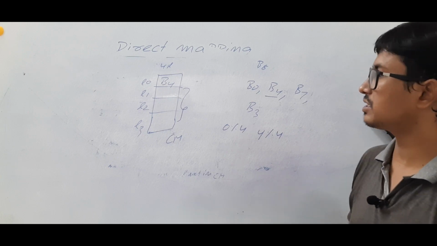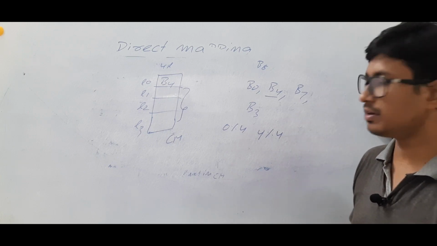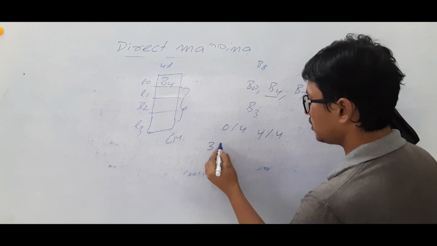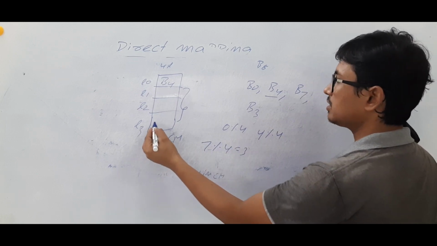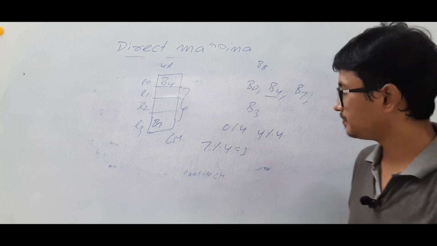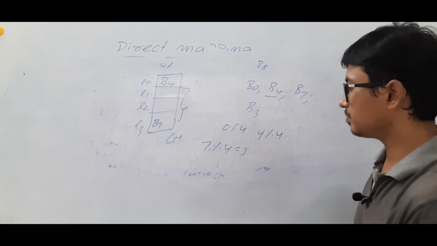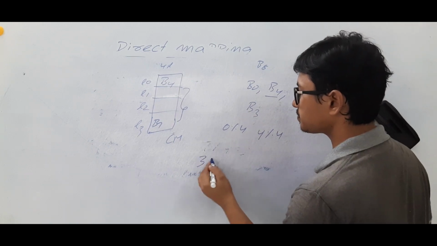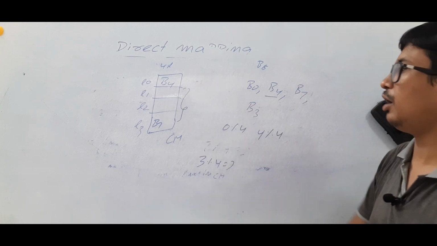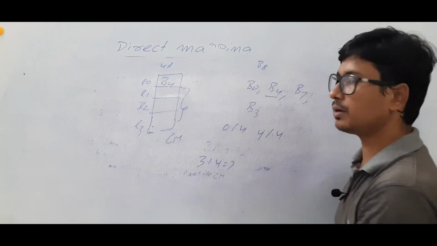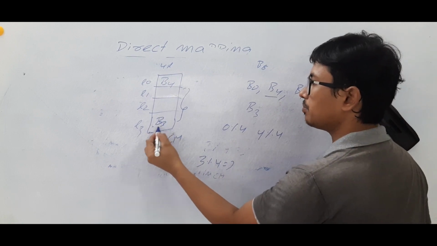Similarly, block number 7 comes. Where will you keep block number 7? 7 modulus 4 gives 3. In line number 3, you will keep block number 7. Then again block number 3 comes. So 3 modulus 4 is equal to 3. Even though the other lines are empty, you need to remove block number 7 and keep block number 3.